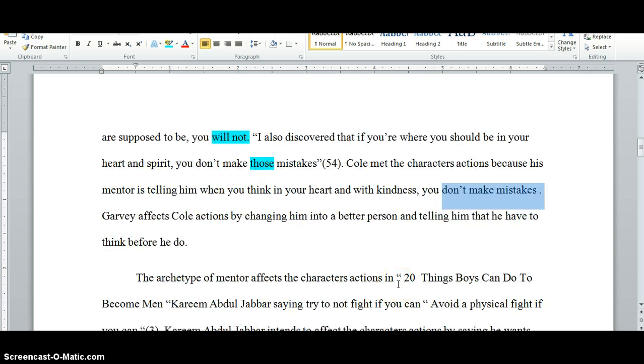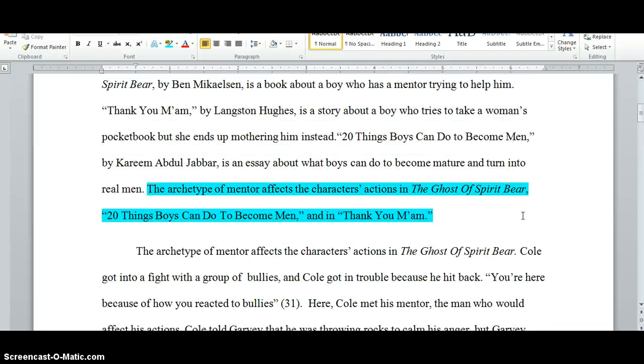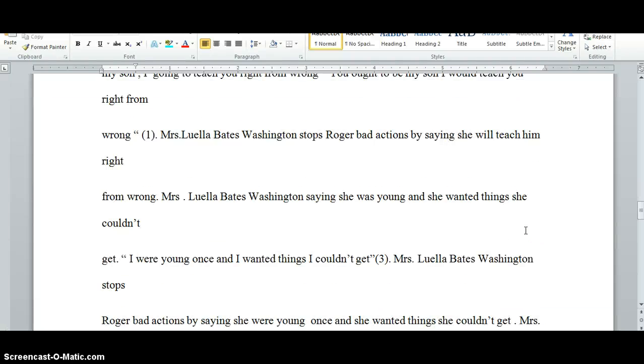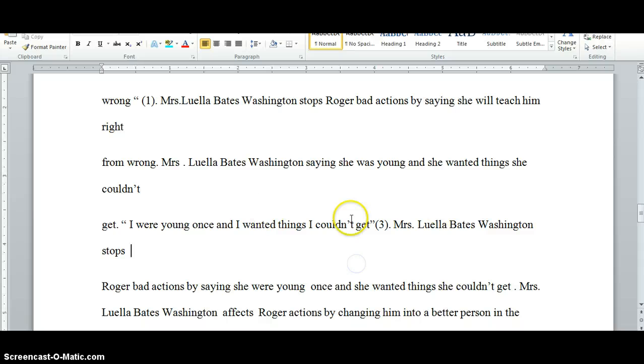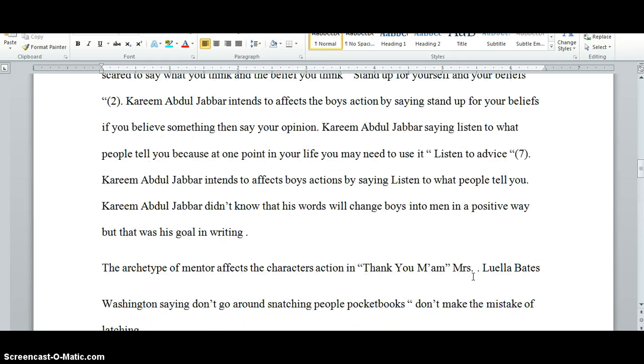So think about that. Garvey affects Cole's actions by changing him into a better person and telling him that he has to think before he, how about if we say acts, before he acts. Okay, you are doing very well. You've got quotations, you've got three in your body paragraph here. I know you don't quite have that in all of the body paragraphs, especially because you want to put these sentences all together into one paragraph. I know you're still working on it.